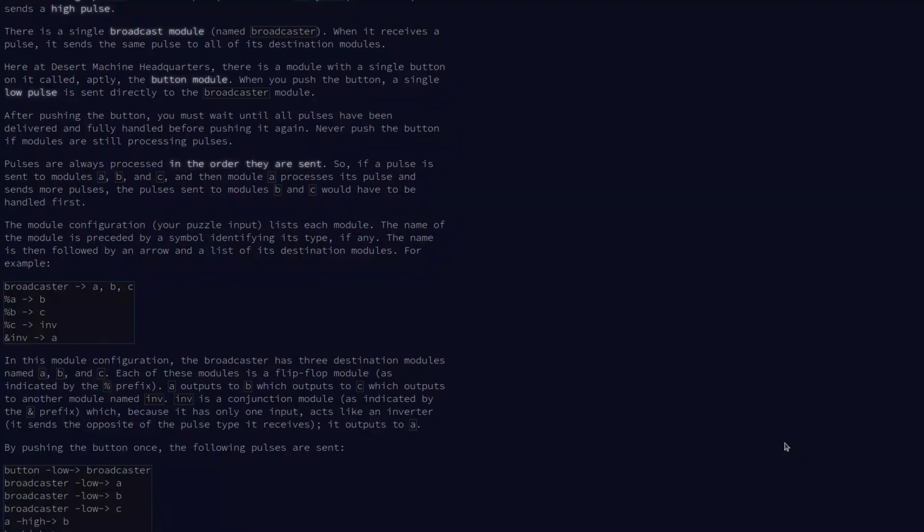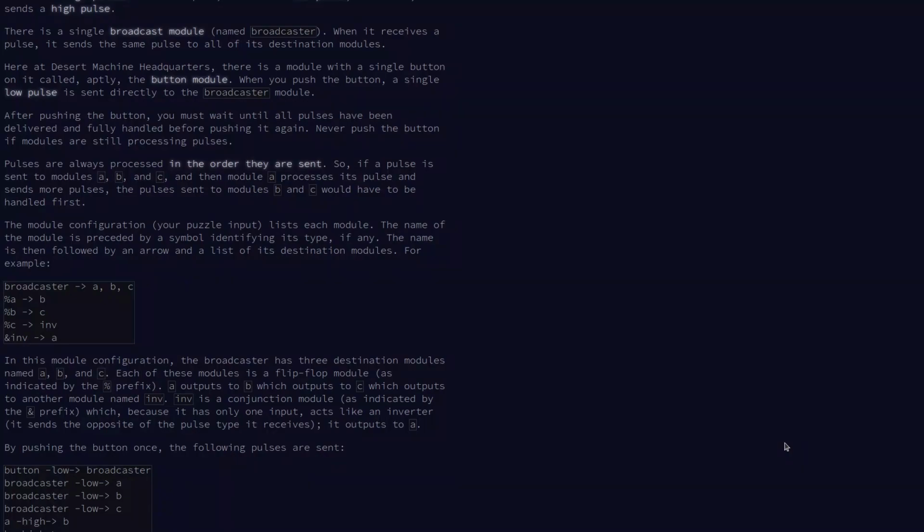After pushing the button, you must wait until all pulses have been delivered and fully handled before pushing it again. Never push the button if modules are still processing pulses. Pulses are always processed in the order they are sent. So if a pulse is sent to module A, B and C, and then module A processes its pulse and sends more pulses, the pulses sent to modules B and C would have to be handled first.